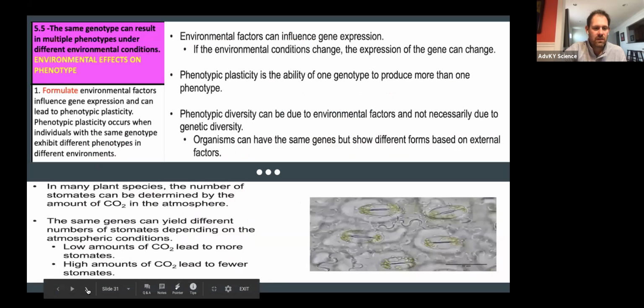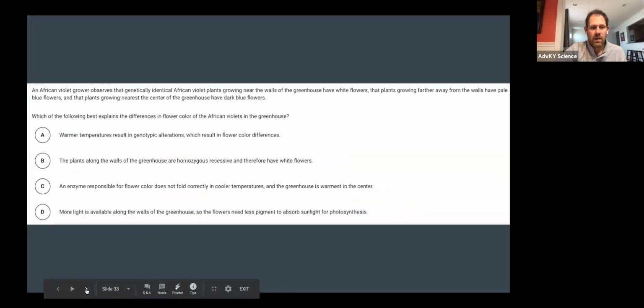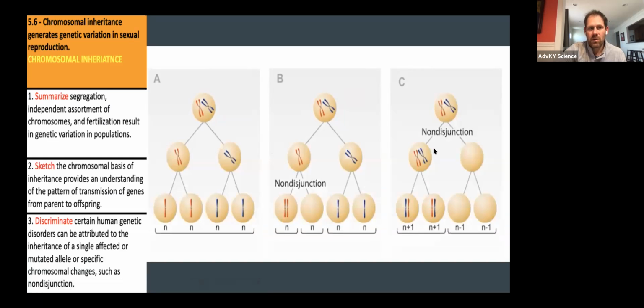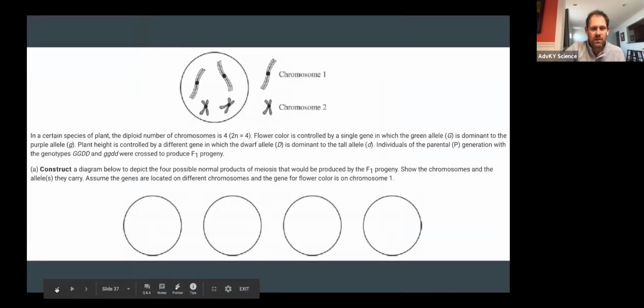There's also phenotypic effects. The phenotype could be affected by pH, or it could be affected by temperature. And then sometimes it doesn't work like it's supposed to. So when we have chromosomal problems like non-disjunction, we would get an abnormal chromosome number, and that leads to chromosomal defects like Down syndrome, where you have an extra chromosome, like this person would here. A lot of times the ones that don't get the chromosomes are miscarriages, so they don't actually come to full term.